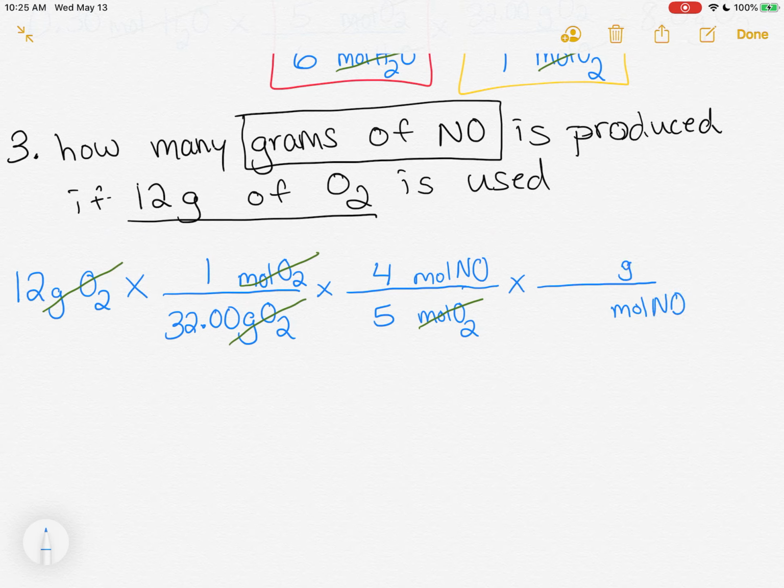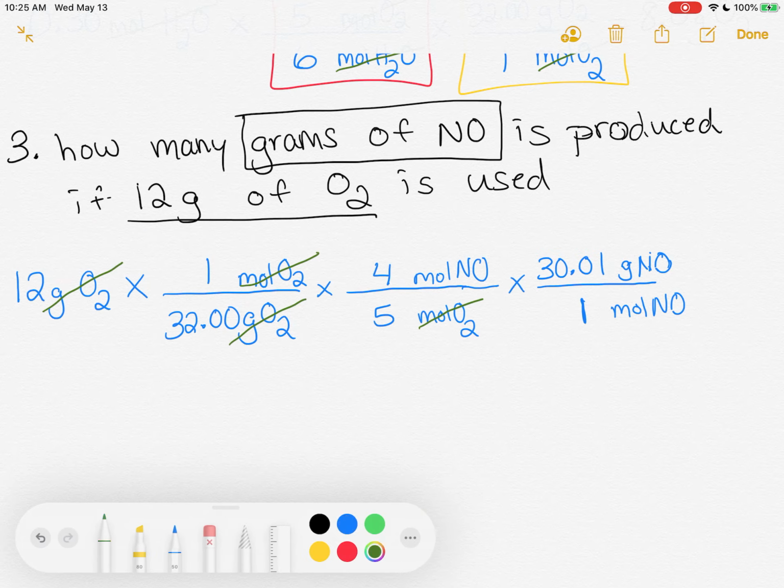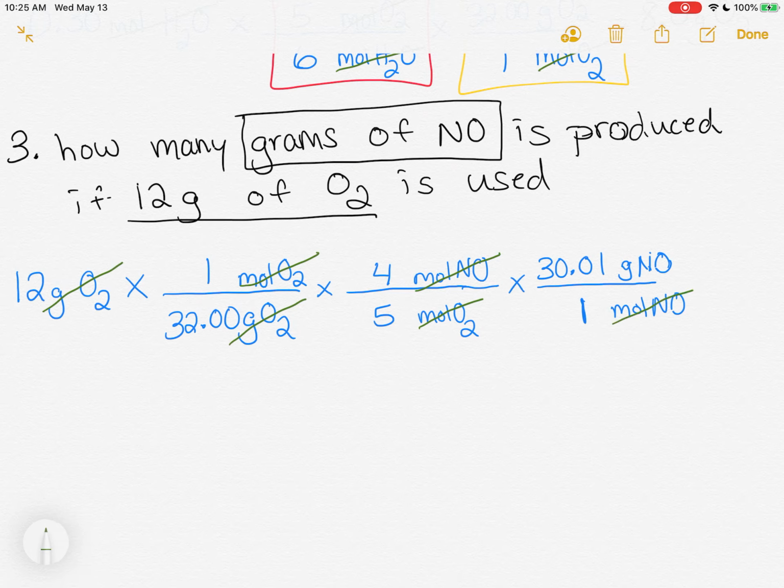But we want grams of NO, so we're going to keep going with a conversion factor. And so this next conversion factor, we want to put moles of NO on the bottom and grams of NO on the top. And so 1 mole of the nitrogen monoxide is 30.01 grams. And that's going to allow us to cancel out our moles of NO, right? And so that's going to leave us with grams of nitrogen monoxide.